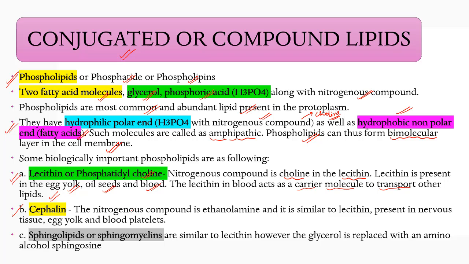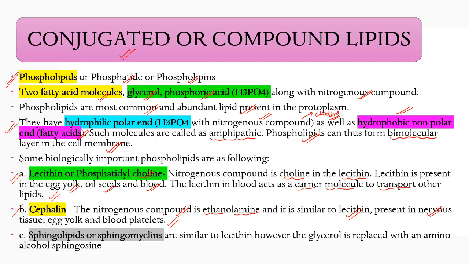Cephalins. The nitrogenous compound in cephalins is ethanolamine, and it is similar to lecithin. And this is present in nervous tissue, yolk sac, and blood platelets. So cephalin, in which the nitrogenous compound is ethanolamine, is present in nervous tissue, yolk sac, and blood platelets.